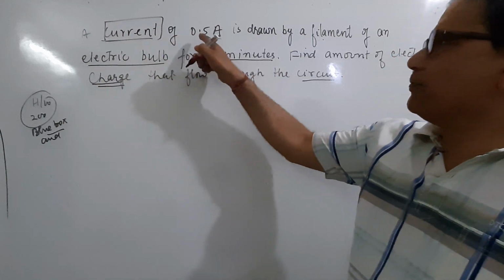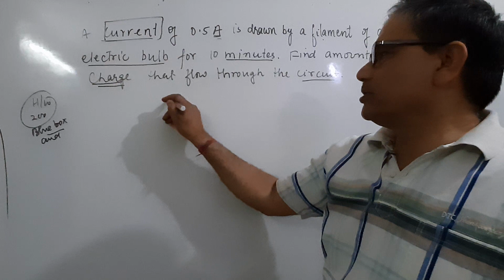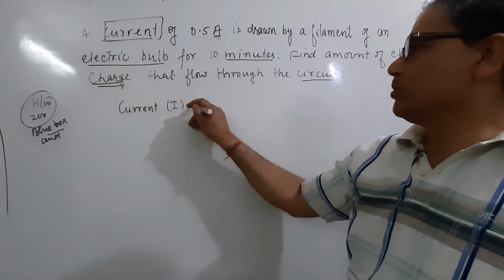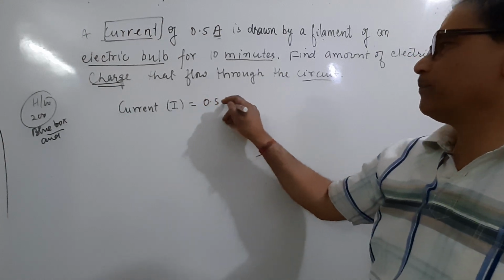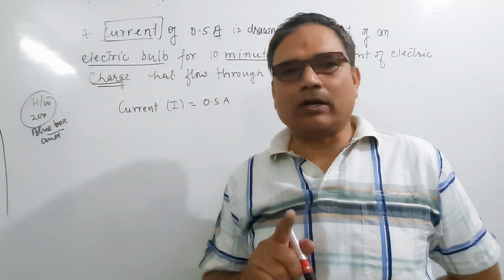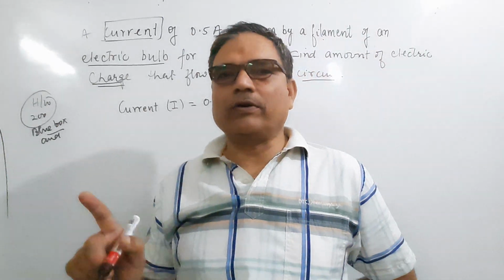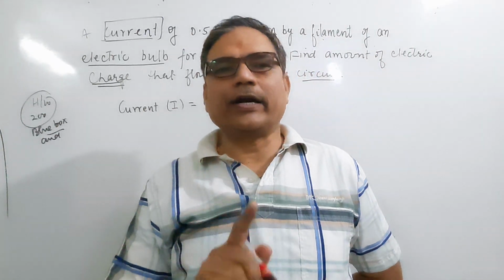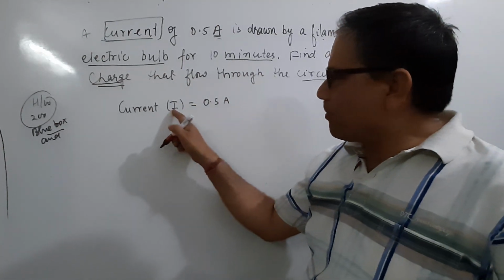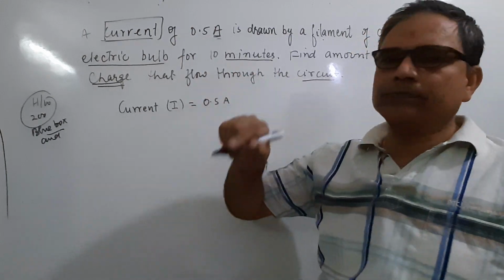A current of 0.5 ampere. Current. What is the symbol of current? I is equal to current. This is the symbol of current. You can write simply I is equal to 0.5 A. Unit is compulsory to write for any physical quantity in physics. If you will not write the unit of the physical quantity, your marks will be deducted. First point, 100% you have to write. Either you can write the short form I, current 0.5 A. A is the unit of current.